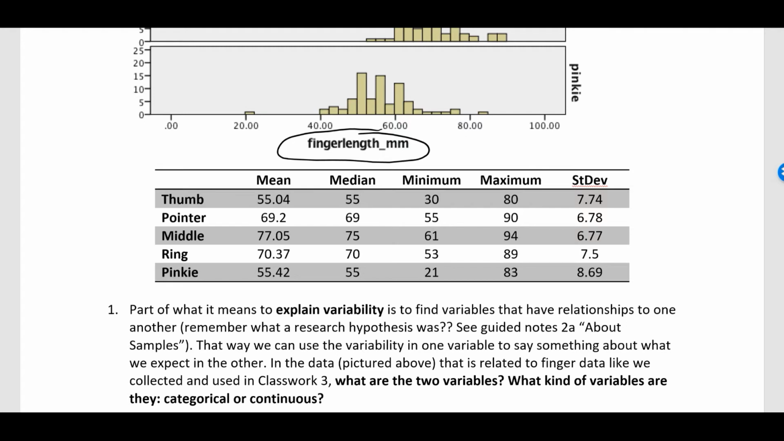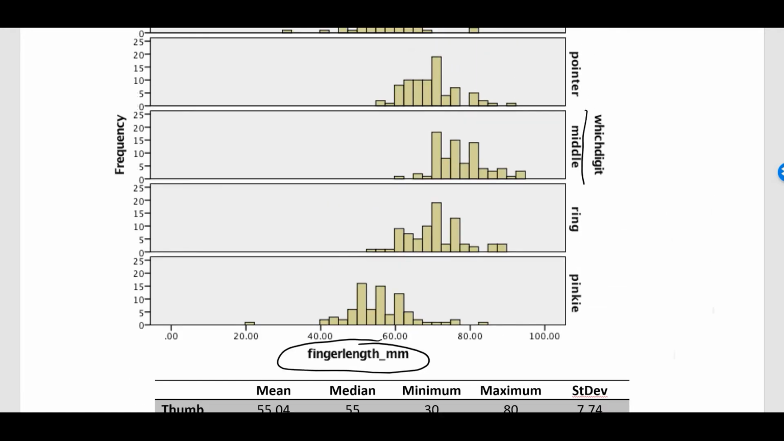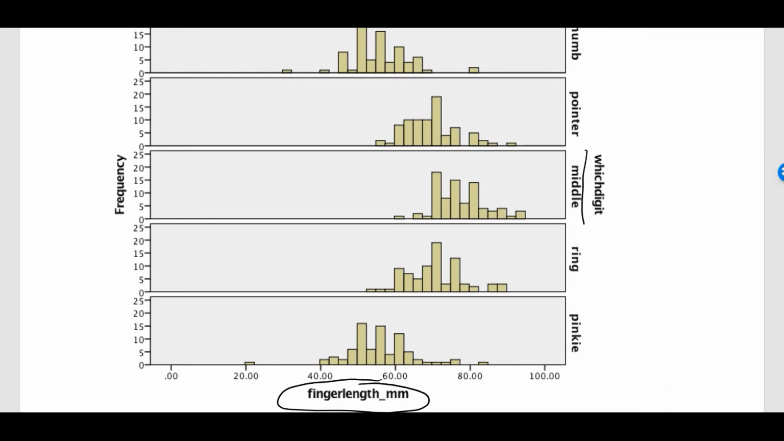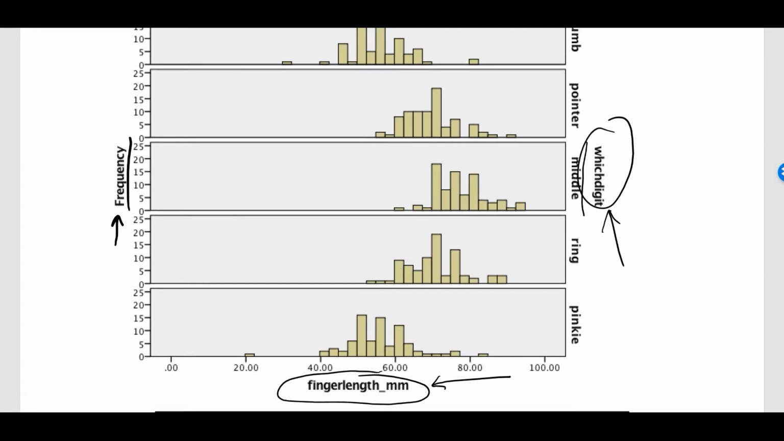So I encourage you to pause the video right here. Try to identify the two variables and whether they're categorical or continuous. Now I've helped a little bit in identifying what those two variables are. Those two variables are finger length and which digit we are talking about. Now frequency, which we see over here, that's not really a variable. That's just saying how many of each of these finger lengths do we have, right? So frequency is just counting how many. The two variables are finger length and which digit.